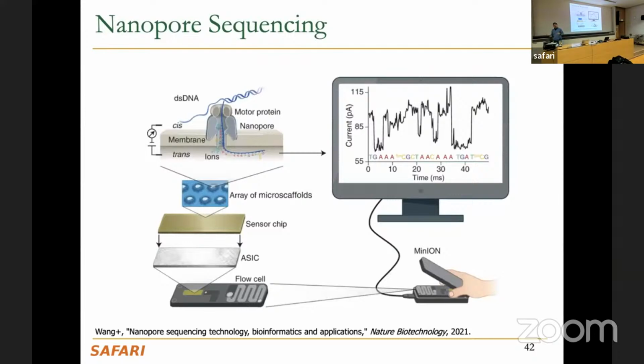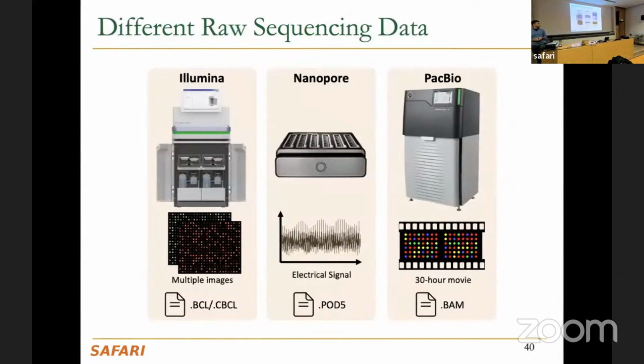So as I said, sorry, go ahead. Is there a reason why images and movies are used? Because you just need A, T, G, Cs, right? Why are they encoding them in images and movies?